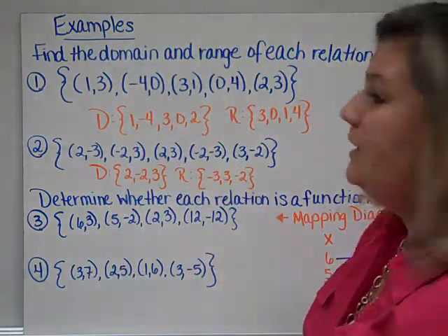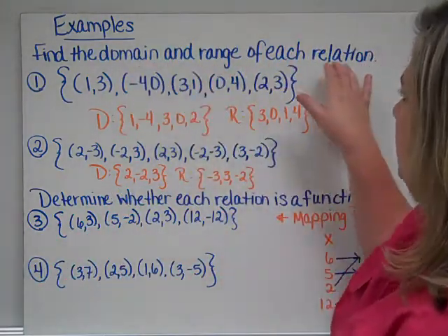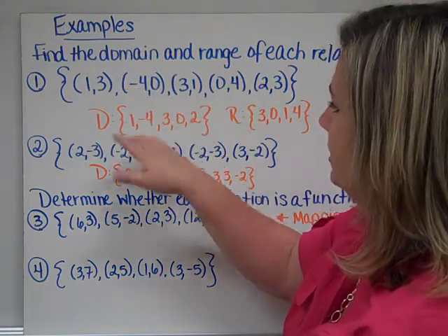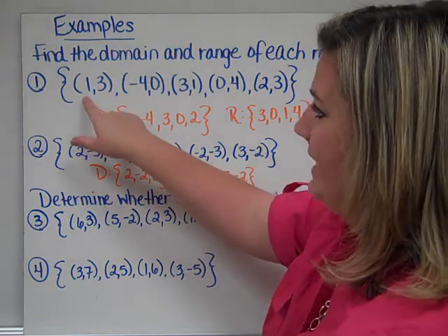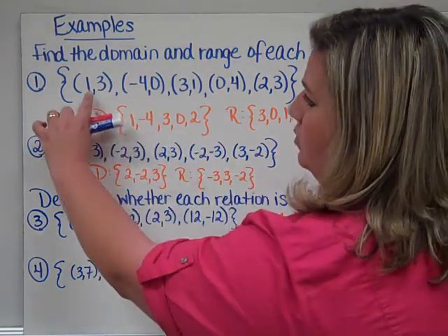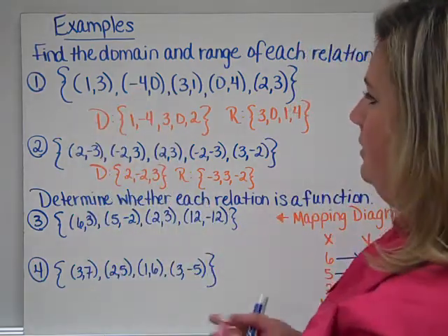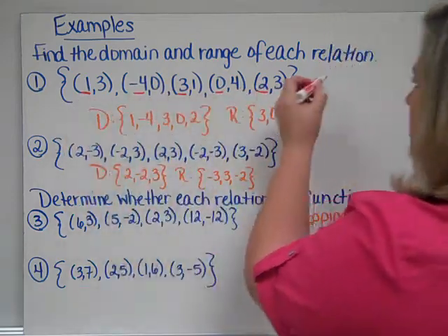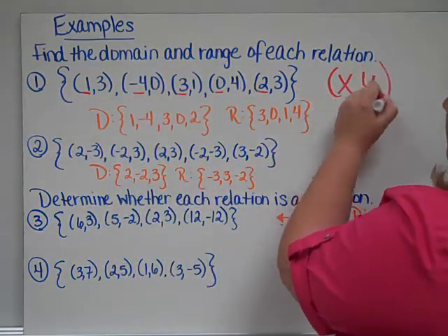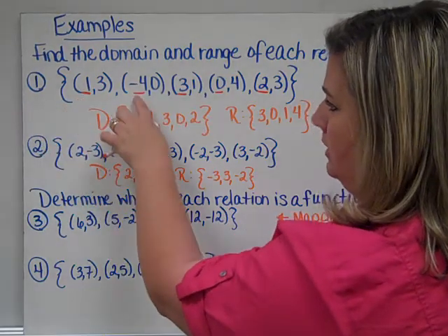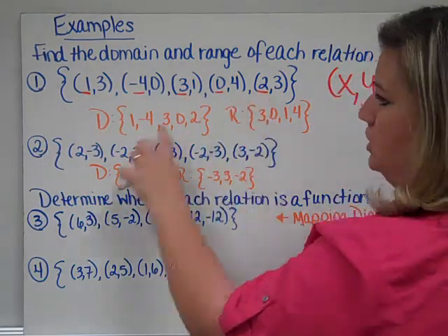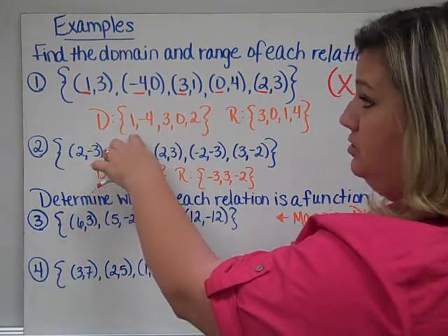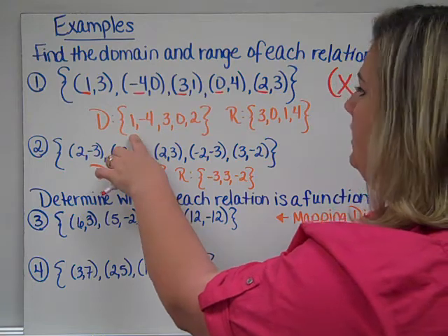Let's go over some examples. Here I'm asking you to find the domain and range of each relation. So here's a relation. Remember, relation is a set of ordered pairs. So the domain, I told you, was the x values. So I'm looking at the x coordinate of every one. So remember, your notation is x, comma, y. So I know that this first number, 1, -4, 3, 0, and 2. That's exactly what I have in domain. Domain, we use a set because those are the set of numbers for our domain, for our x values.